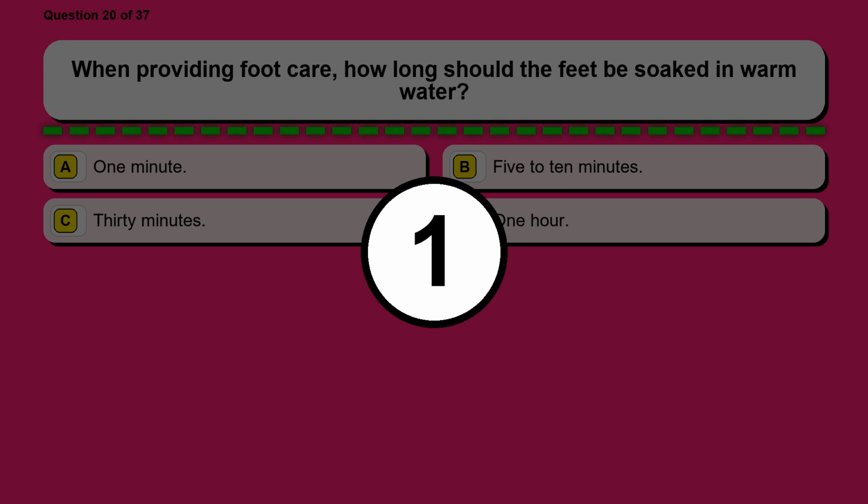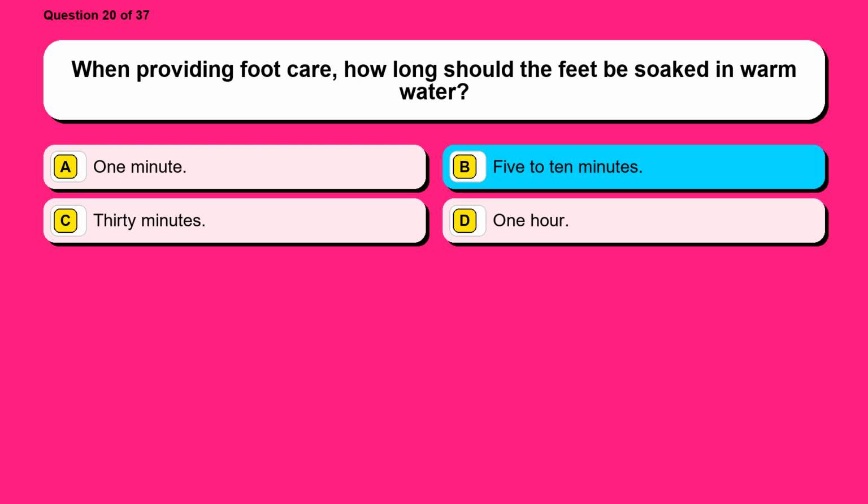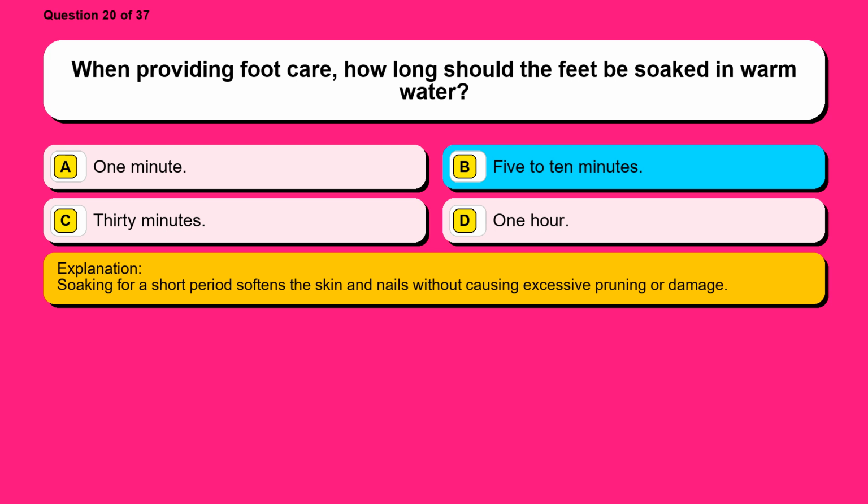The correct answer is option B, 5 to 10 minutes. Soaking for a short period softens the skin and nails without causing excessive pruning or damage.